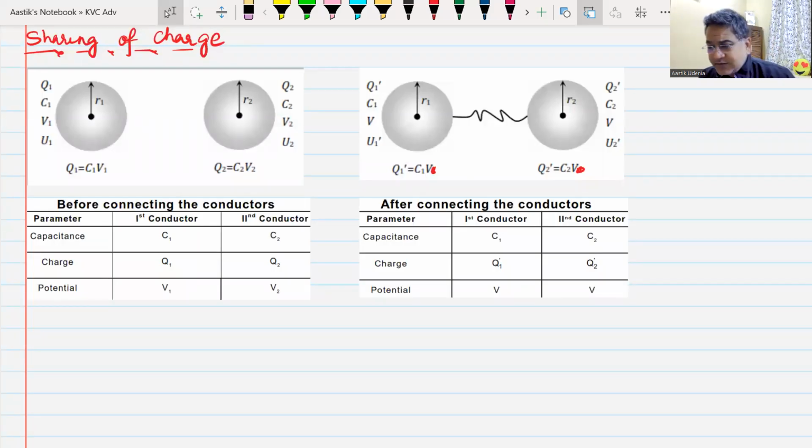Then we come back to this sharing of charge. We have two conductors. Charge Q1, capacitance C1, voltage V1, energy U1. The quantities for the other conductor are Q2, C2, V2, U2. They are connected by a conducting wire. The charge will flow until the potential becomes the same. Do you understand this? Yes, sir.